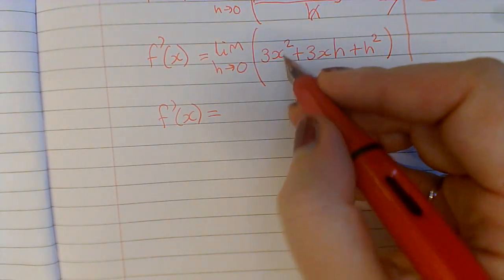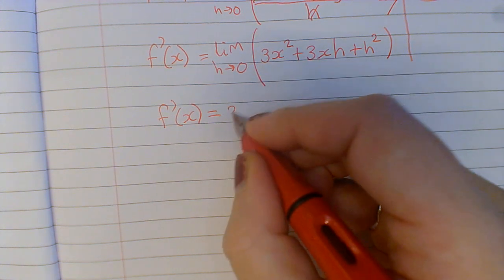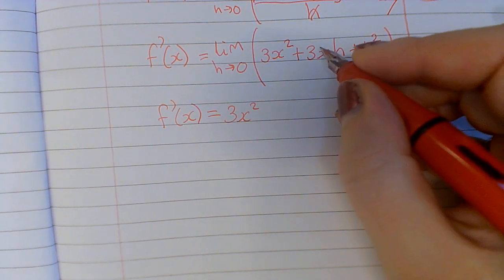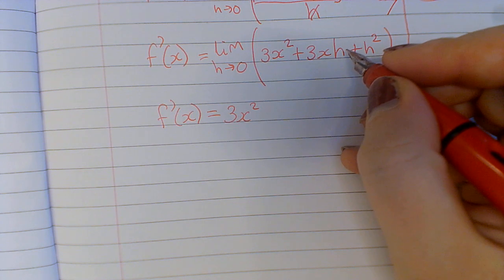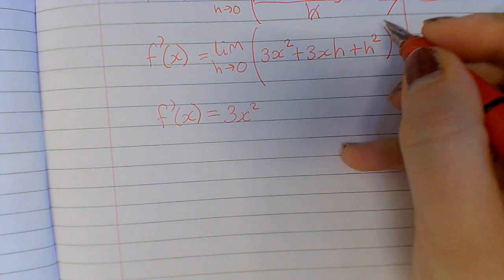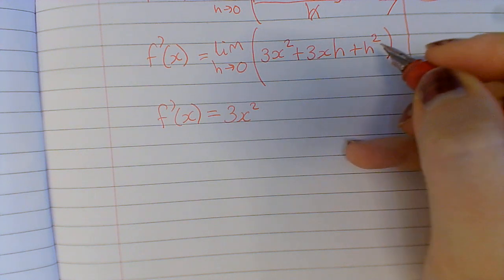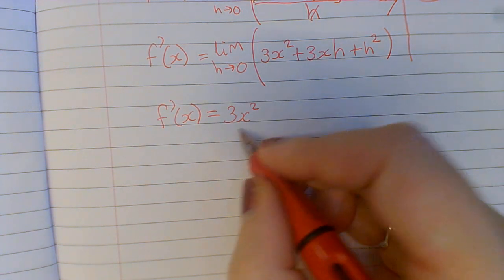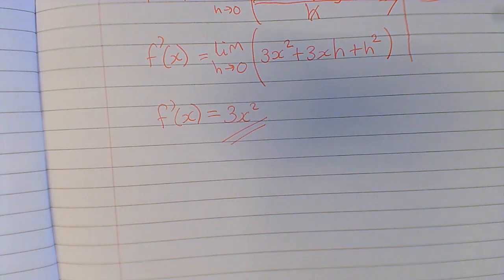So as h tends to 0, well, this hasn't got an h in it, so that's not going to be affected. 3xh, as h tends to 0, well, something times 0 is 0, so that's going to disappear. h squared, well, that's 0 squared, so that's also gone. So I'm left with 3x squared.